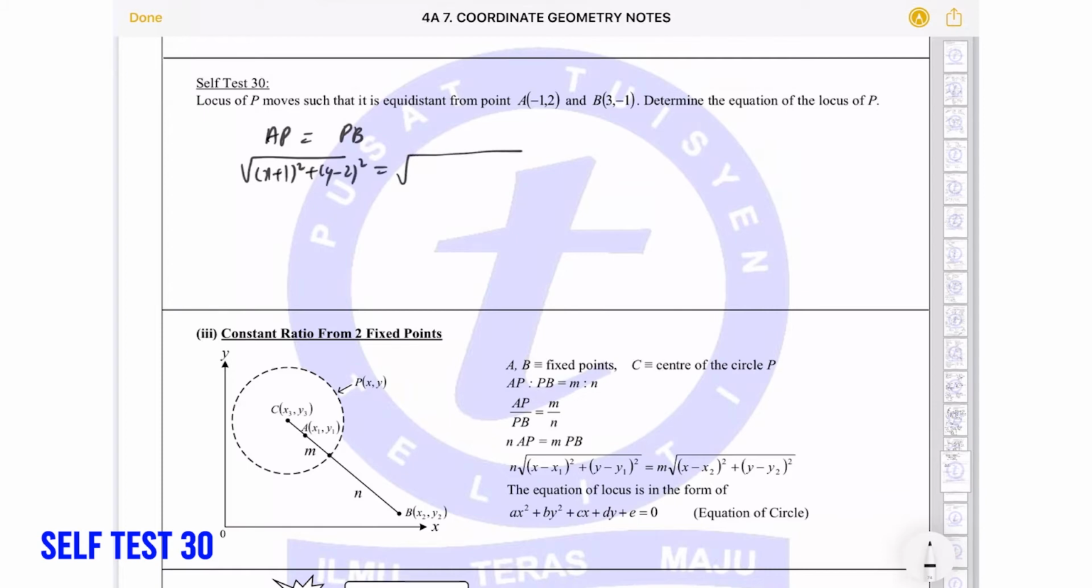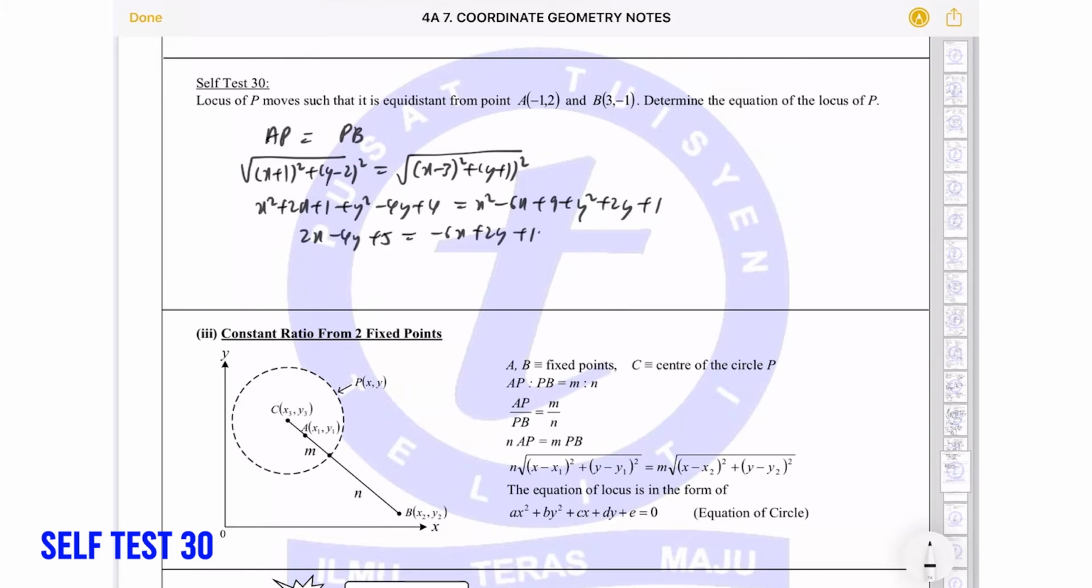The result will be (x minus 3) squared plus (y plus 1) squared. So when I expand both sides, we should get y squared plus 4y plus 4, x squared minus 6x plus 9, y squared plus 2y plus 1. Okay, cancel x squared and y squared, you get 2x minus 4y plus 5 equals minus 6x plus 2y plus 10.